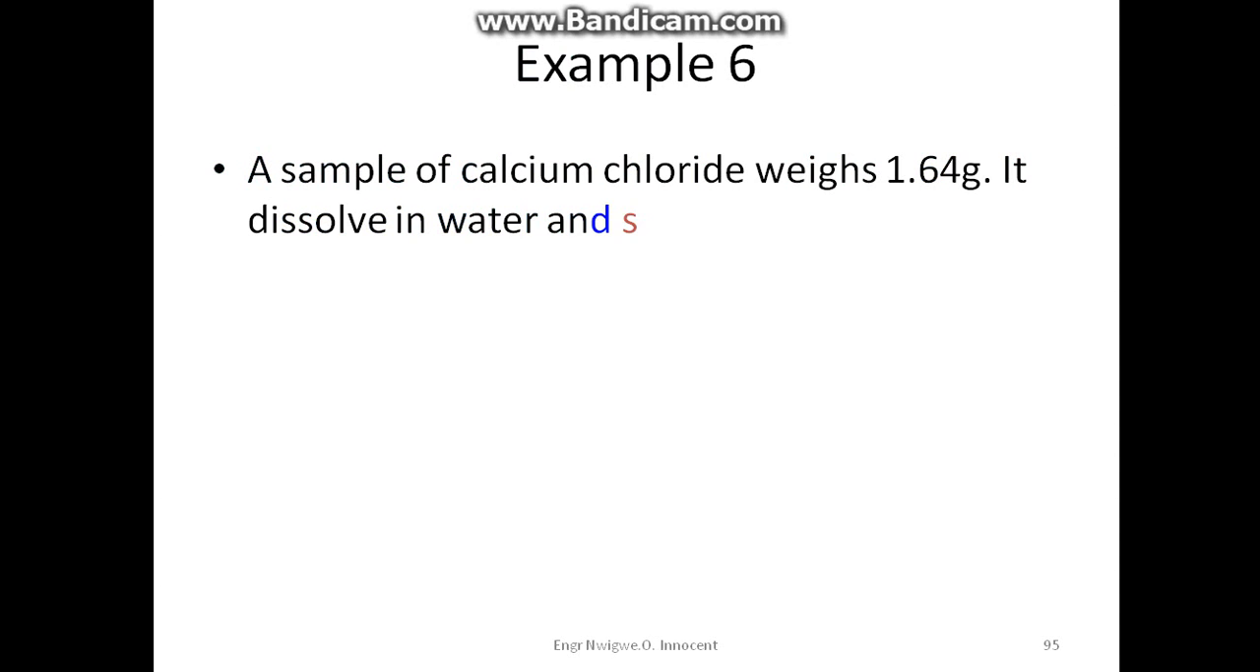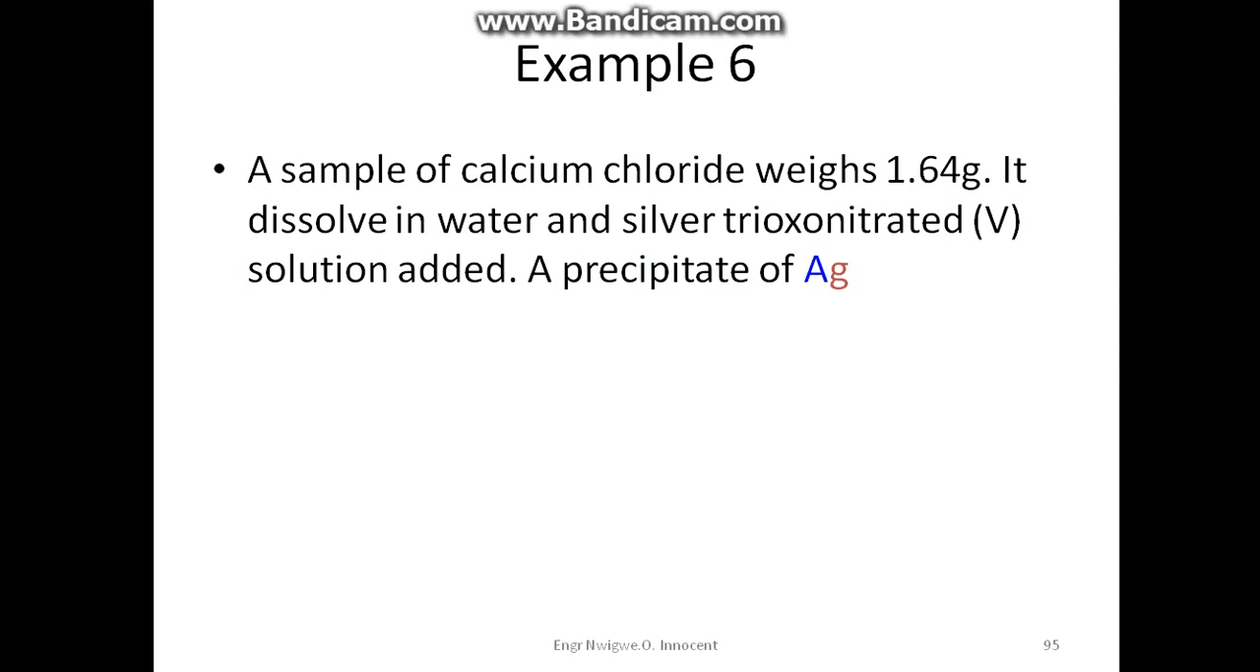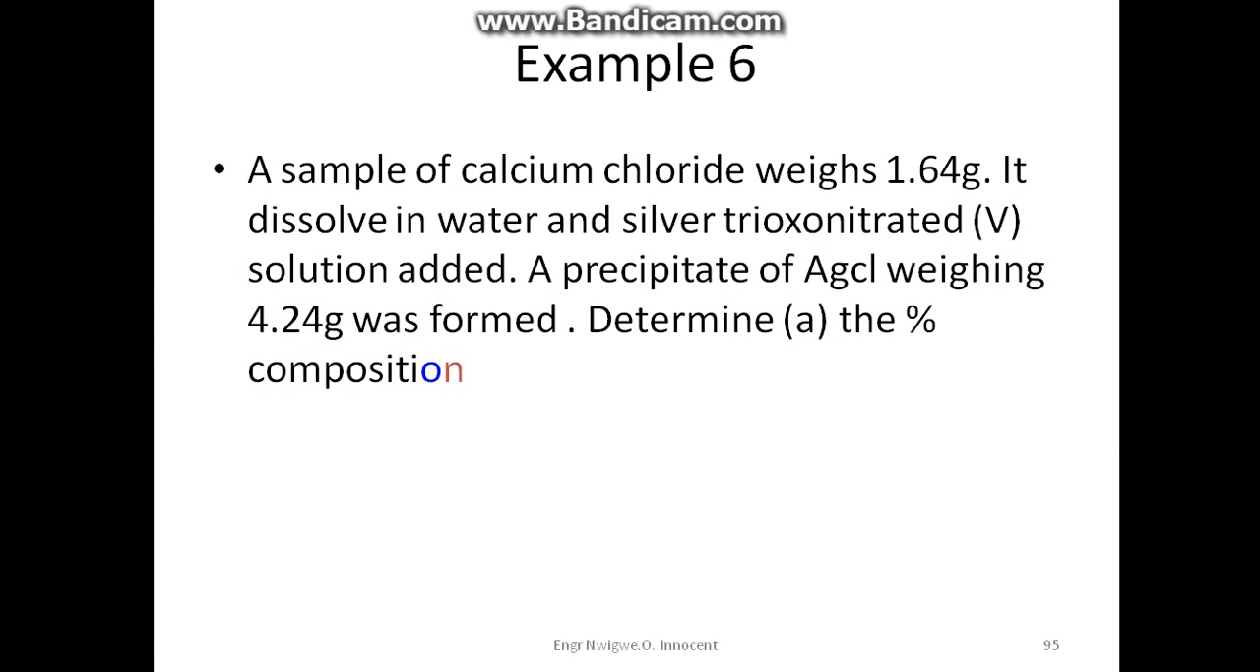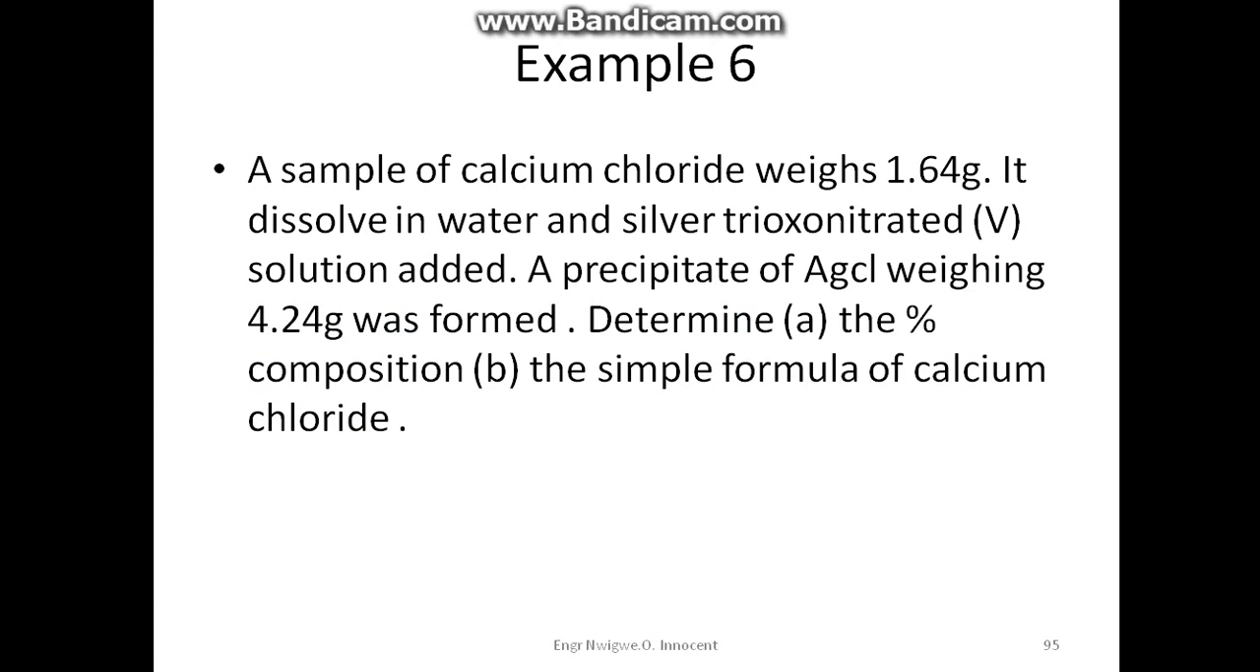Example 6. A sample of calcium chloride weighs 1.64 gram. It is dissolved in water and silver nitrate solution is added. A precipitate of silver chloride weighing 4.24 gram was formed. Determine A, the percentage composition, and B, the simple formula of calcium chloride.